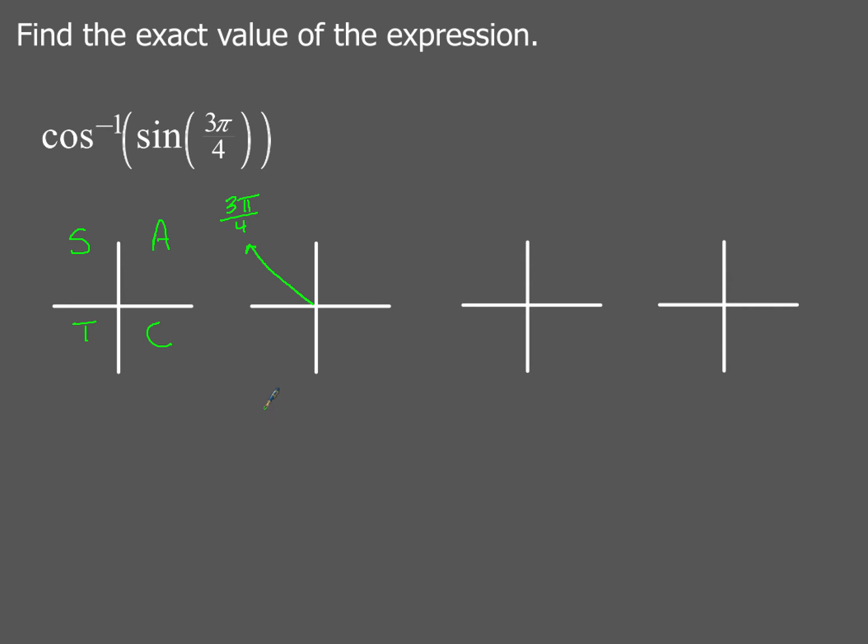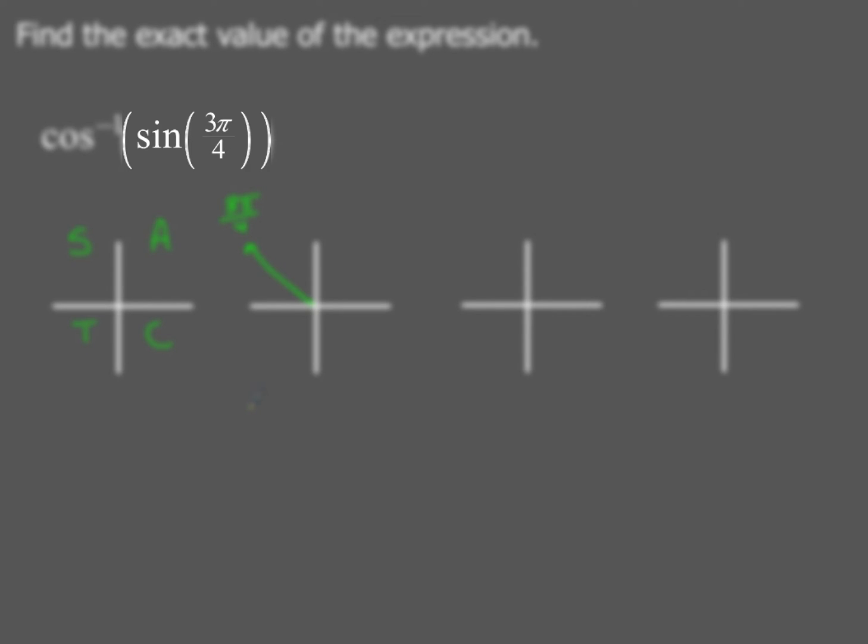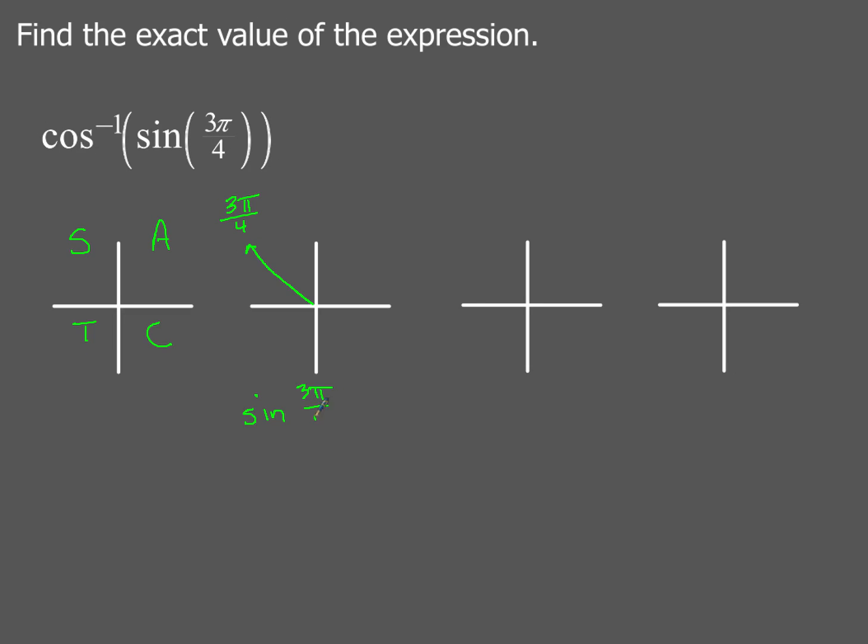Now one of the things I want you to pay attention to, this inside function, we want sine of 3 pi over 4. And the sine of 3 pi over 4 here in quadrant number 2, that's going to be positive. So since the sine of 3 pi over 4 is positive, that's going to help me out when I deal with the arc cosine piece.